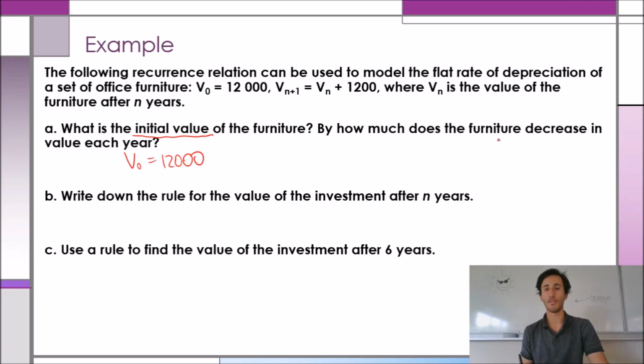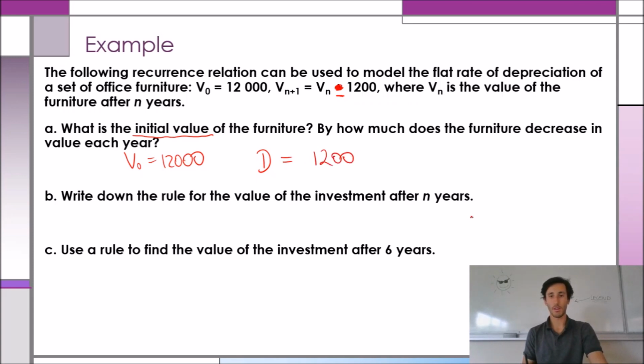By how much does the furniture decrease in value each year? Well, I think I've seen a mistake here. This should be a minus. Apologies for that. I can't be bothered changing it. All right. So the amount that it decreases by, D, is equal to 1,200.